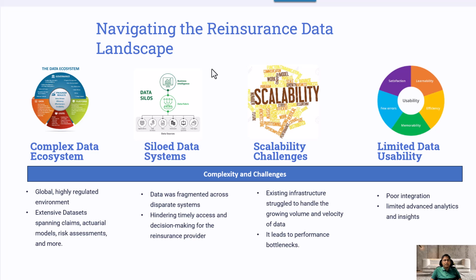So this is where the data silo approach has a huge impact in the current landscape, but data mesh provides a big solution around it.